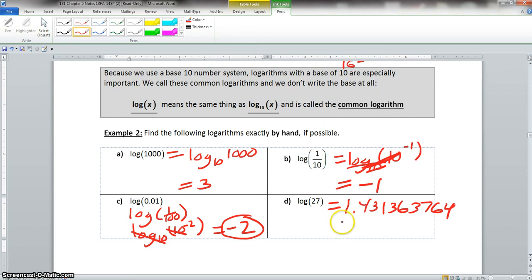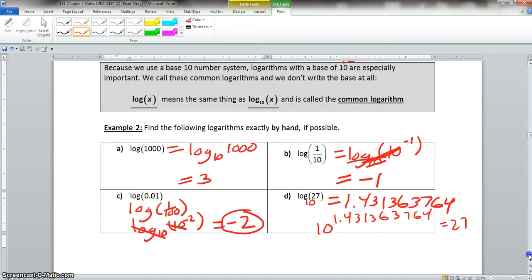Okay, class, picking up where we left off, we had log of 27, which I said you could enter into your calculator, and that will give you 1.4313636764. And of course, the number is longer than that, but we know this base is 10. So if we took 10 to this power, it would give us 27, or very close to it. So this is our final answer here.